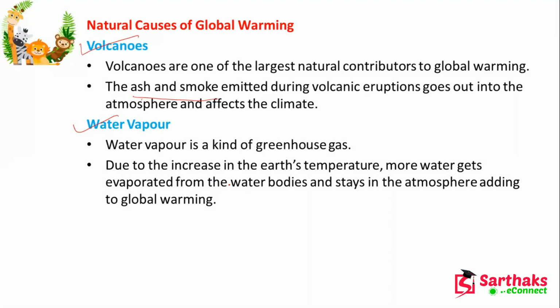Another thing is the water vapor. Water vapor is a kind of greenhouse gas, and due to the increase in the earth's temperature, more water gets evaporated from the water bodies and stays in the atmosphere, adding to global warming. Because the temperature is very high, more water will be evaporated. So we are not getting the water in the underground, so the underground water level is so low. That's why you can see that global warming has been introduced.